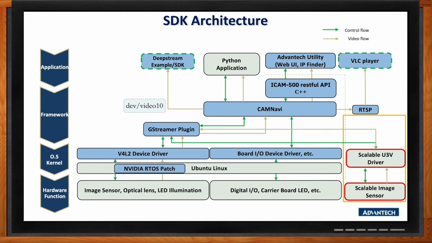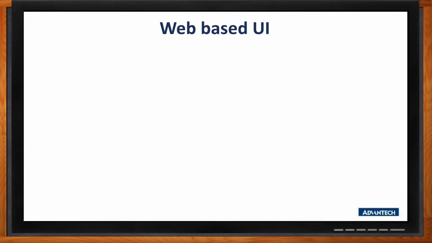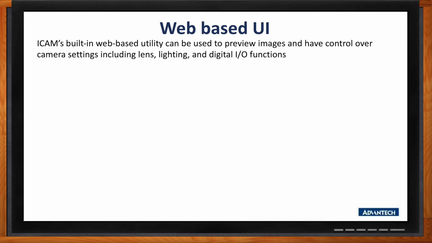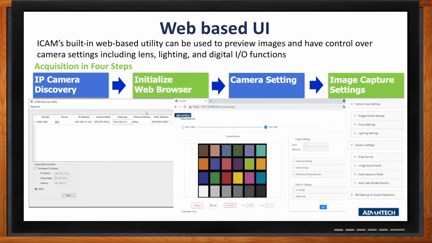Great. Now, Ryan, you also mentioned a web-based UI earlier. Can you talk about that a bit more? Sure. The iCam's built-in web-based utility can be used to preview images and have control over camera settings, including the lens, the lighting, and digital IO functions. To do this, you can pretty much get started in four easy steps.